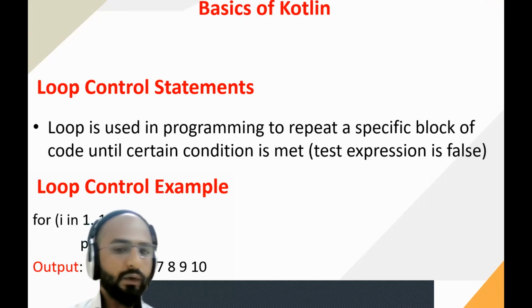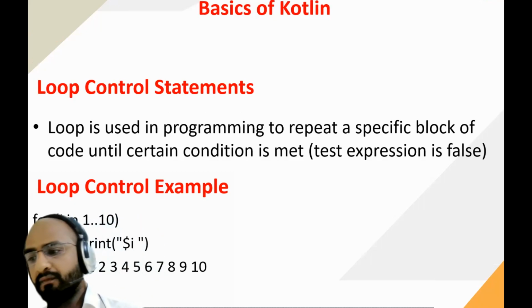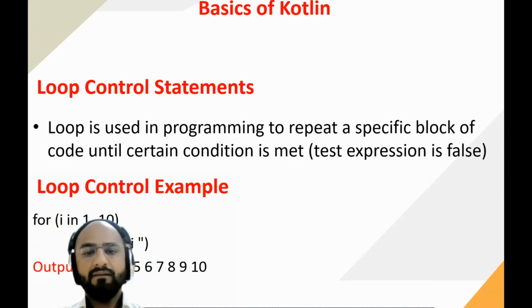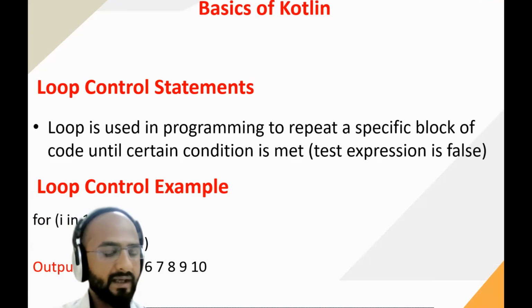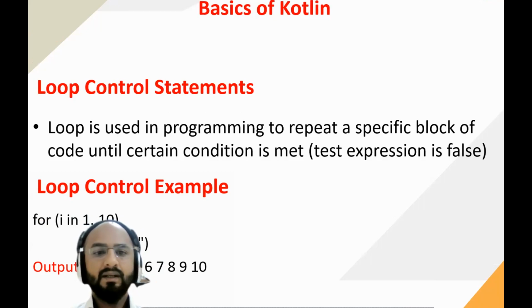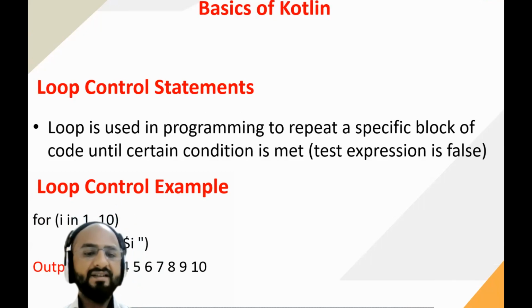Then we have loop controls also. I hope you know about the loop. When you want to do a repeated task, a similar task but with different values, at that time in a programming language we use the loop statement. A loop is used in programming to repeat a specific block of code until a certain condition is met, that is, the test expression is false.